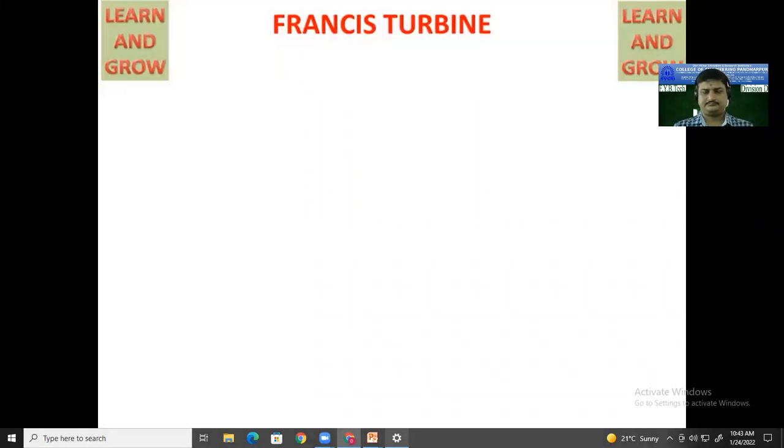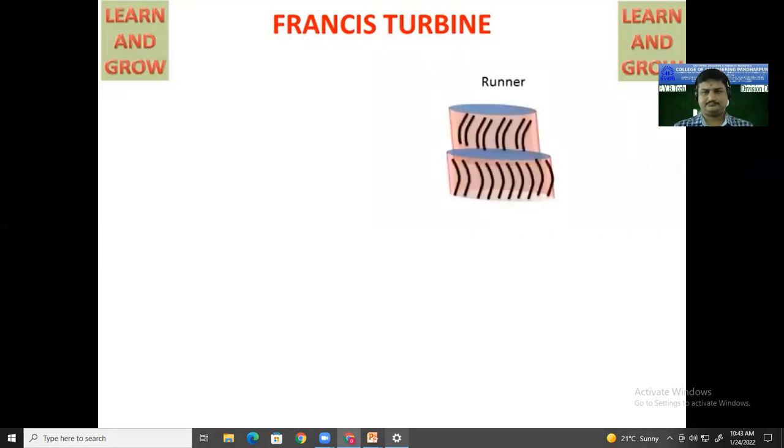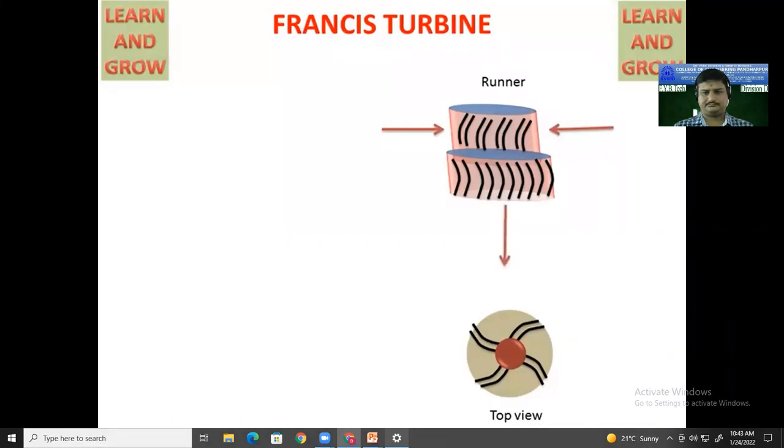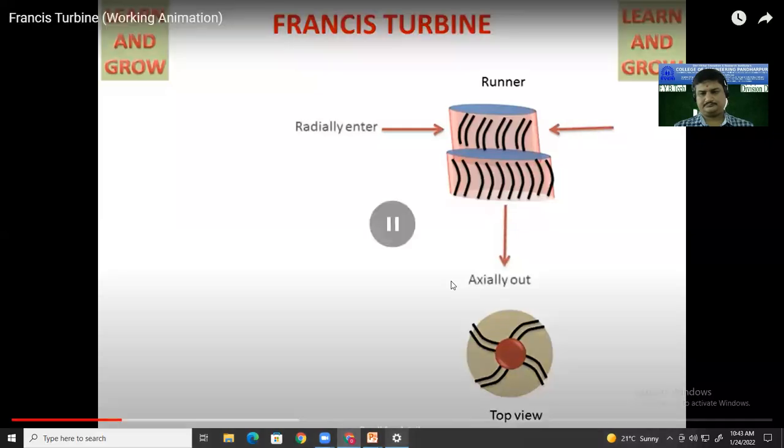Firstly, we will discuss about the runner of the Francis turbine. Runner of the Francis turbine has vanes. This is the top view of the runner. In the runner, water will come in the radial direction and will go outside in the axial direction.